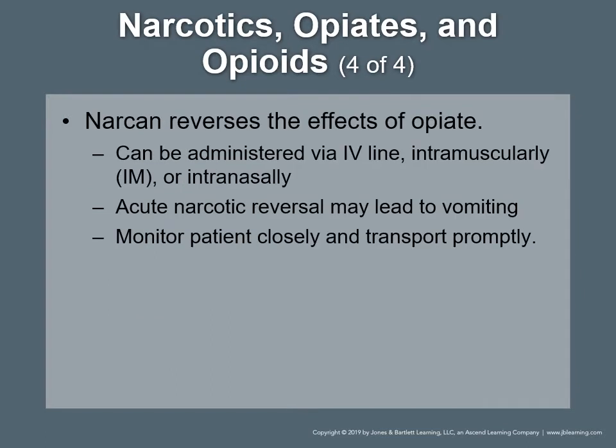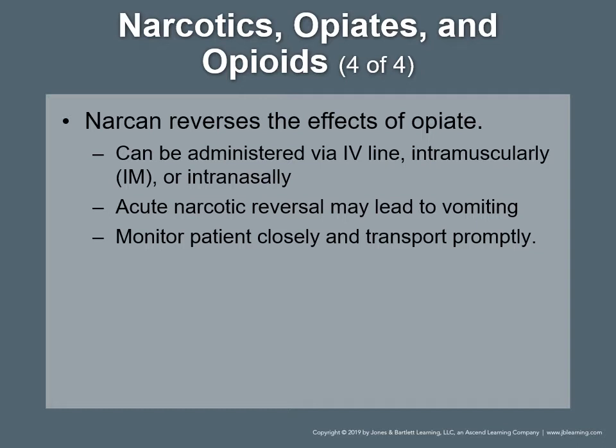Naloxone, or Narcan, is an antidote that reverses the effects of opiate or opioid overdose. This medication can be administered via IV line, intramuscularly, or intranasally. The intranasal route is becoming a preferred alternative route for administering naloxone. The dosage of naloxone is 0.4 to 2 milligrams. Some EMS systems allow advanced EMTs to administer naloxone by the intranasal route. The antidote is atomized through the nares into the nasal mucosa.